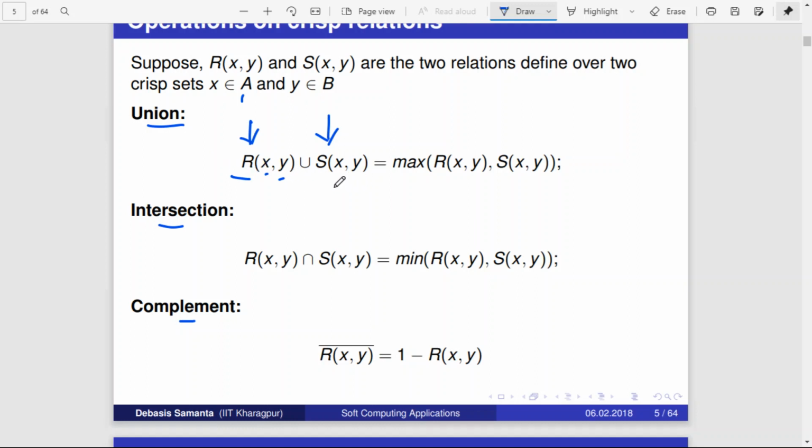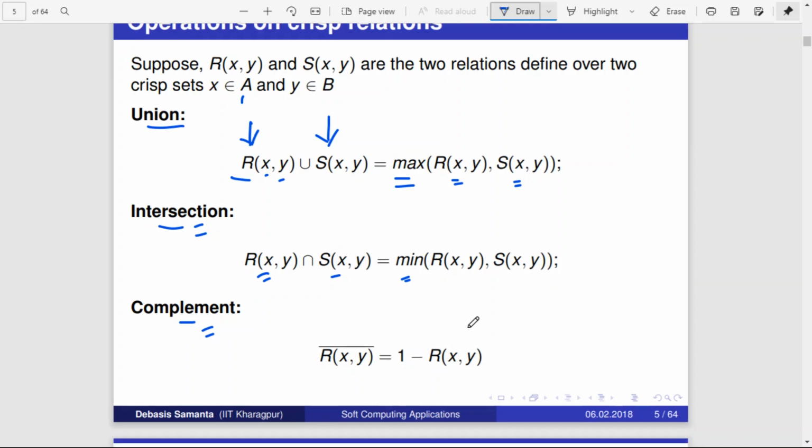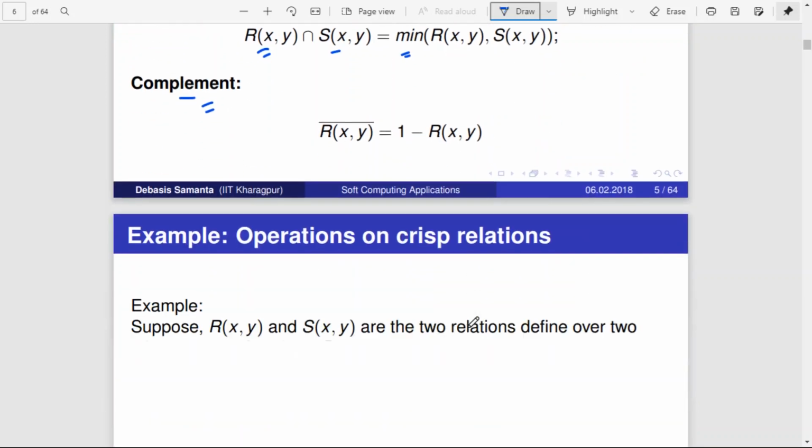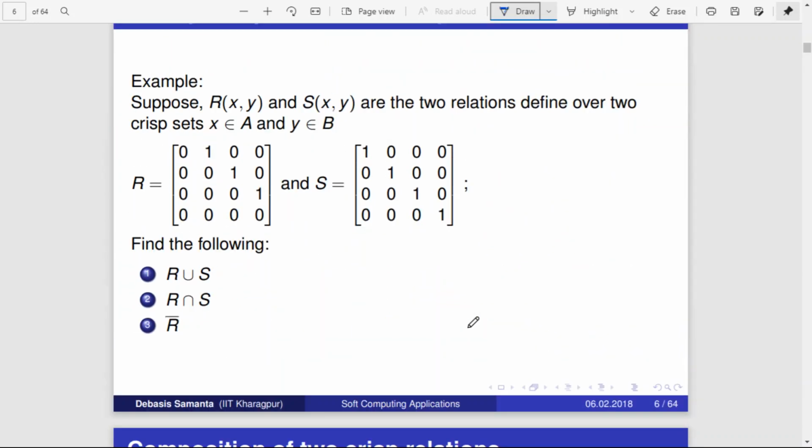Now the union of these two relations will be what? It will be the max of these two relations, max of R(x, y) and S(x, y), right? Similarly, the intersection of two relations R(x, y) and S(x, y) will be the minimum value of R(x, y) and S(x, y). Okay. And the complement of a relation is nothing but 1 minus R(x, y). Okay, so for example, let us take this relation.